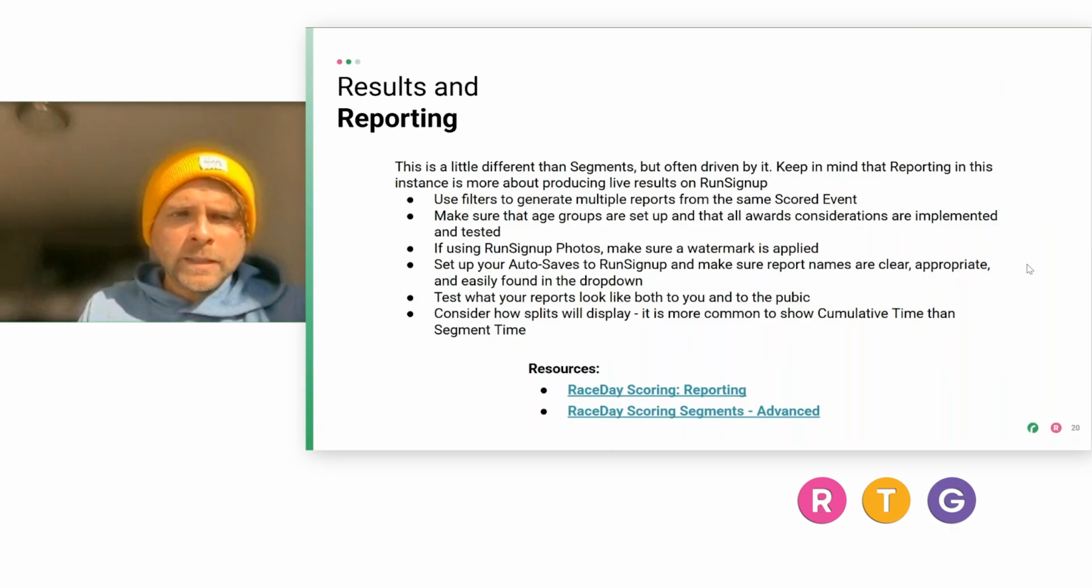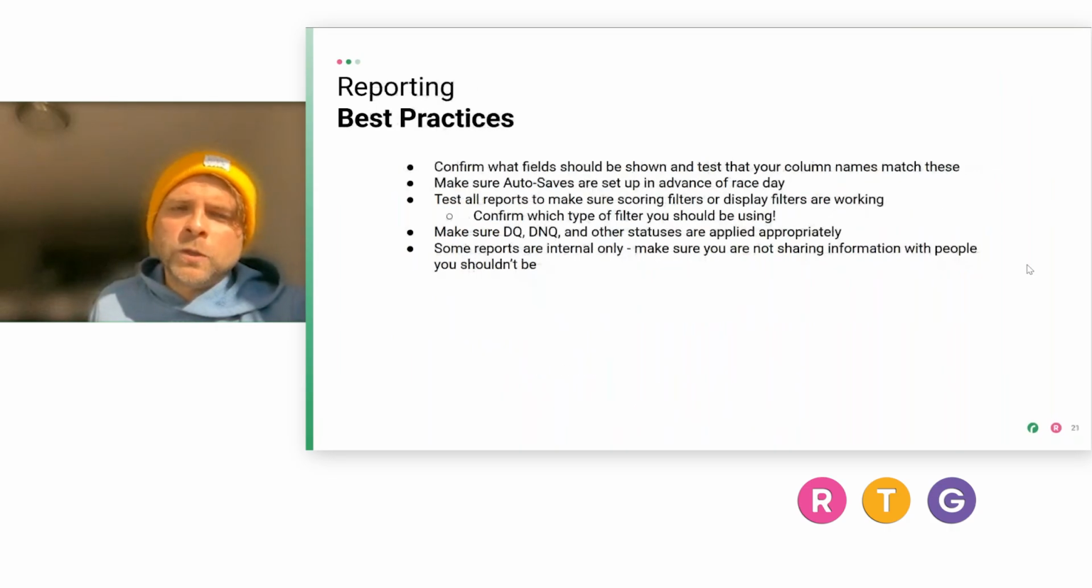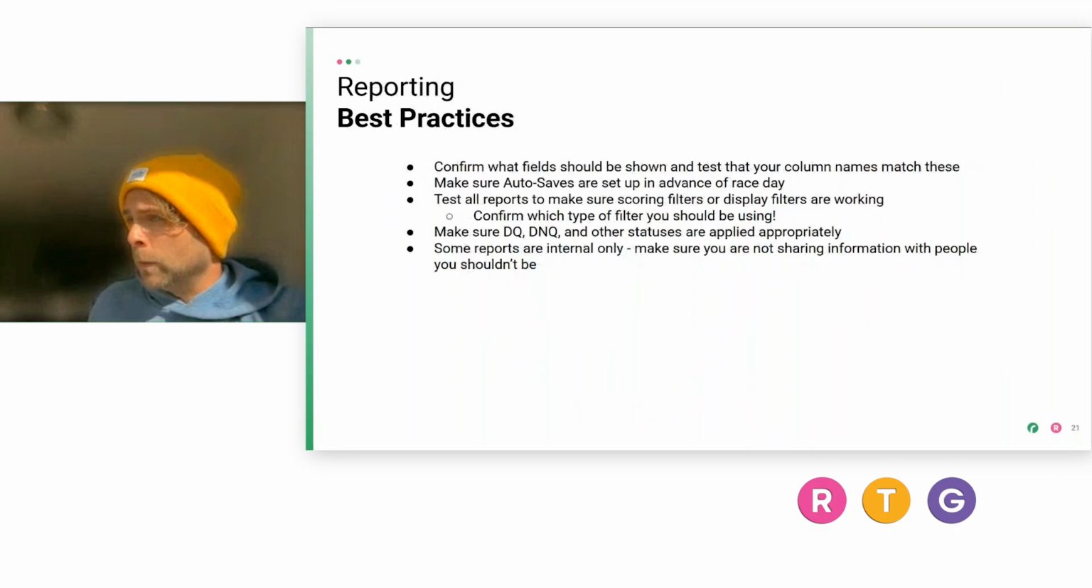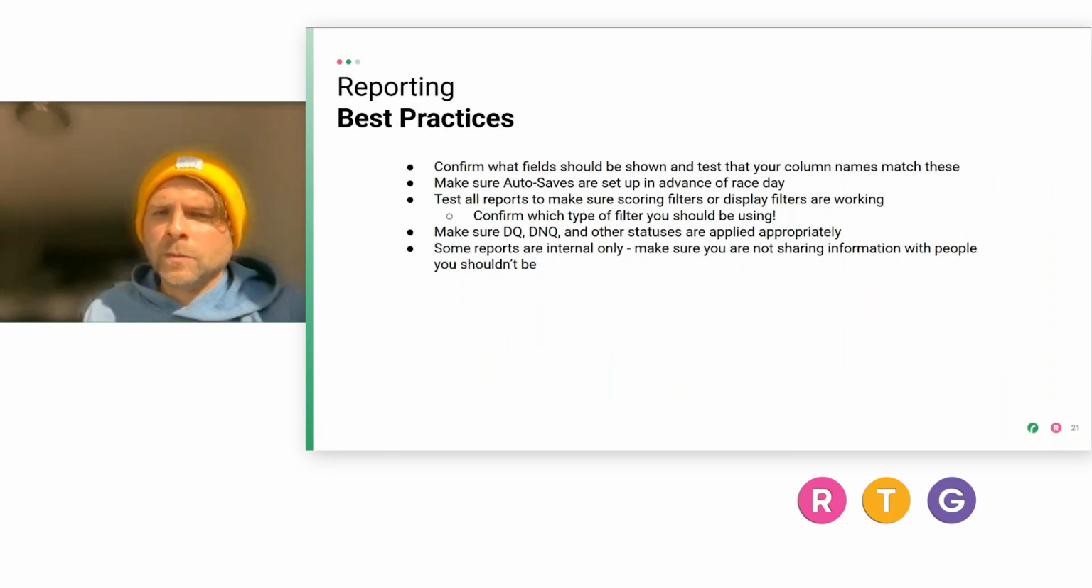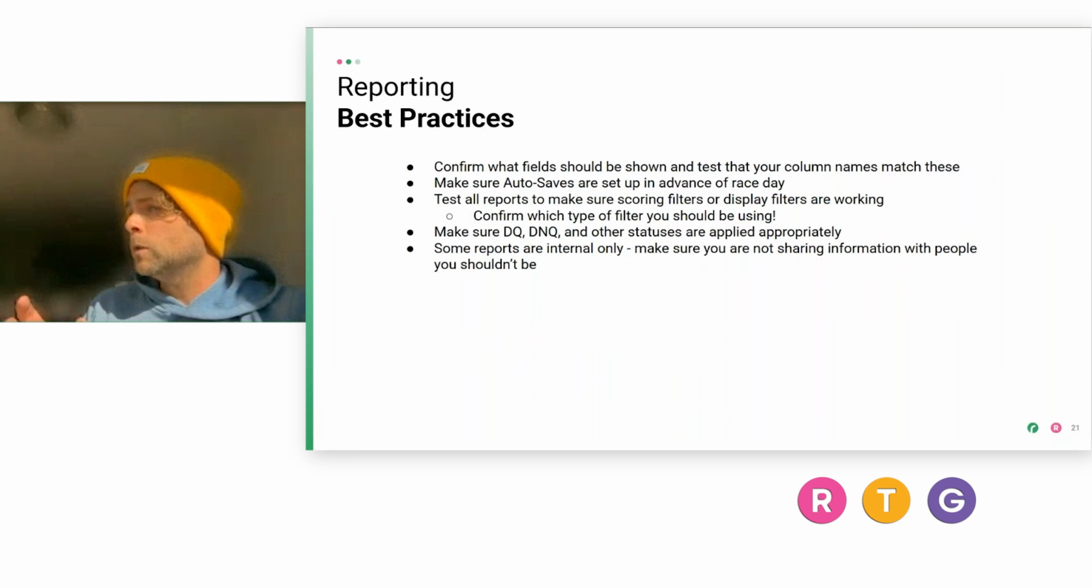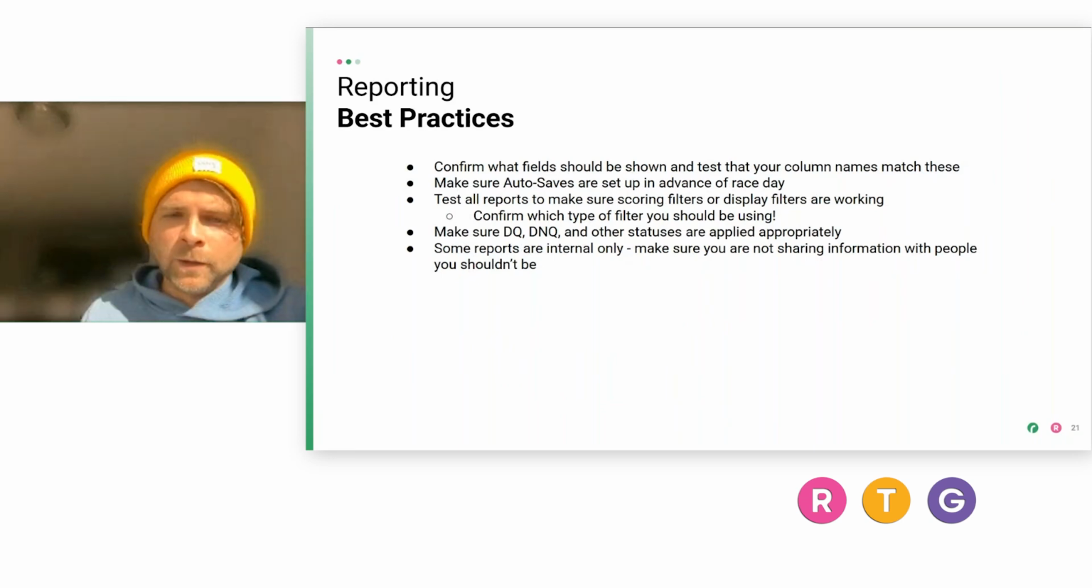Some reporting best practices: confirm what fields should be shown and test that your column names match those. Remember that you can rename columns in race day scoring. Make sure autosaves are set up in advance of race day. Test all the reports and make sure that the filters and display filters are working, and also confirm whether you should be using a scoring filter or a display filter on a certain report. Make sure that DQ, DNQ, and other statuses are applied appropriately. And also remember that some reports are internal only and that you should not be sharing that information with some people. Don't put date of birth in a public results set, for example.